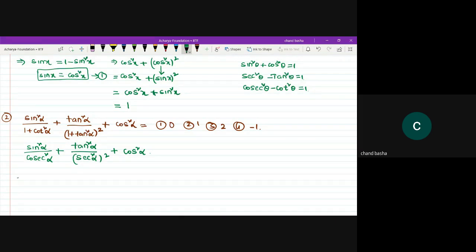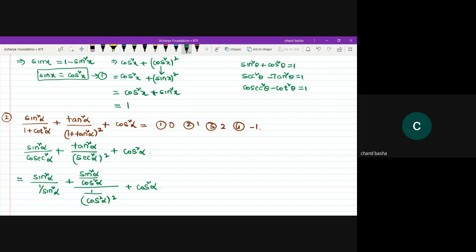So I have some problem with respect to this concept. I can take sine square alpha divided by cosecant, which means 1 divided by sine square alpha, because there is a problem with tan, cosecant, secant. So you can convert all the expressions in terms of sine and cos. Sine square alpha divided by cos square alpha. Tan means sine upon cos, divided by secant, which means 1 divided by cos. Cos square alpha whole square plus, already we have, cos square alpha.